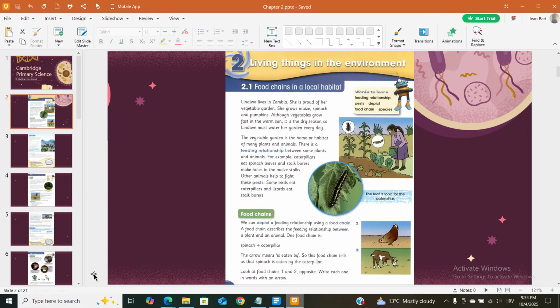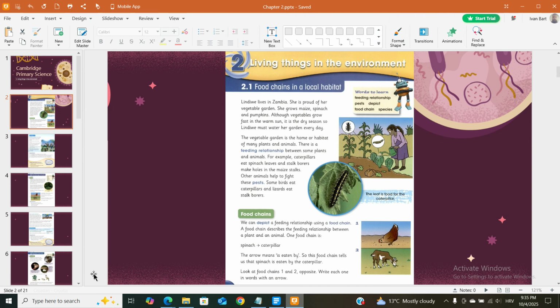Lindiwe lives in Zambia. She is proud of her vegetable garden. She grows maize, spinach and pumpkins. Although vegetables grow fast in the warm sun, it is the dry season, so Lindiwe must water her garden every day. The vegetable garden is the home or habitat of many plants and animals.